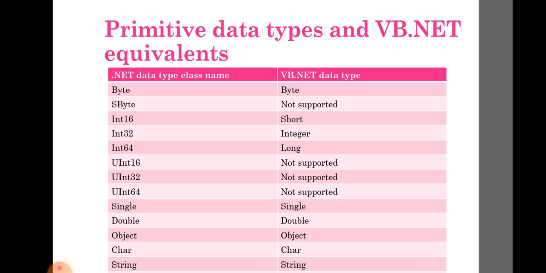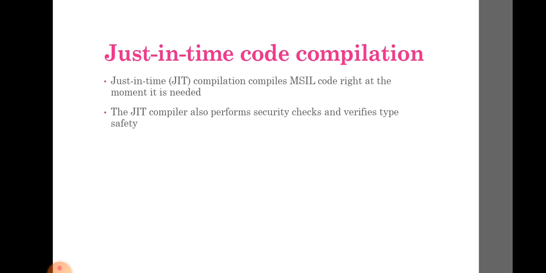Next, unsigned Int16 is not supported by VB.NET. Unsigned Int32 is also not supported in VB.NET. Unsigned Int64 is also not supported in VB.NET. Next, Single is supported, just like Single, Double, Object, Char, String. Char is nothing but a single character. String is nothing but an array of characters. Got it?